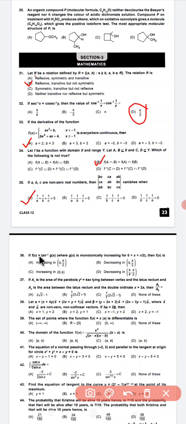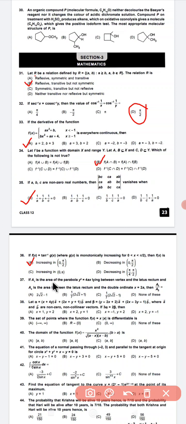If f(x) equals tan inverse g(x), where g(x) is monotonically increasing for x between 0 and pi by 2, then the function of x is. Question 36. Correct answer option is A, that is increasing in (0, pi by 2).